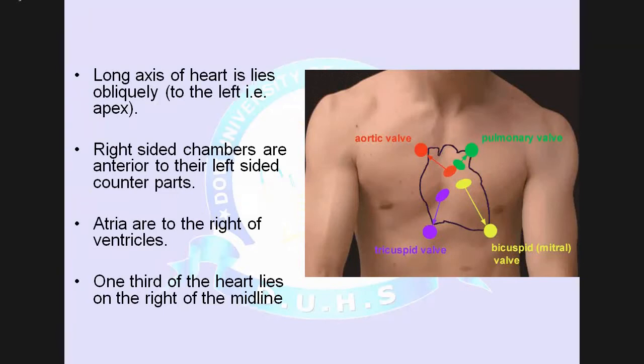So the right-sided chambers lie anterior to the left-sided chambers. The atria are to the right, and 1/3 of the heart also, as you can see, lies into the right side of the thoracic cavity.